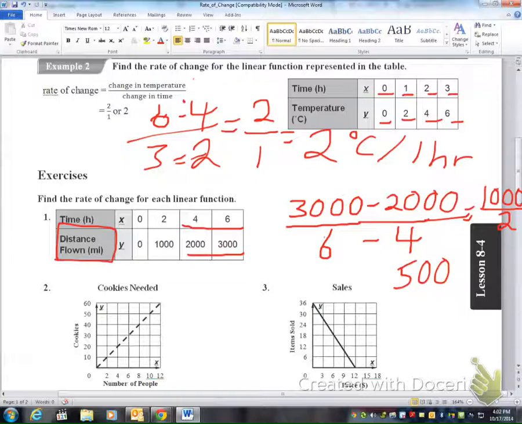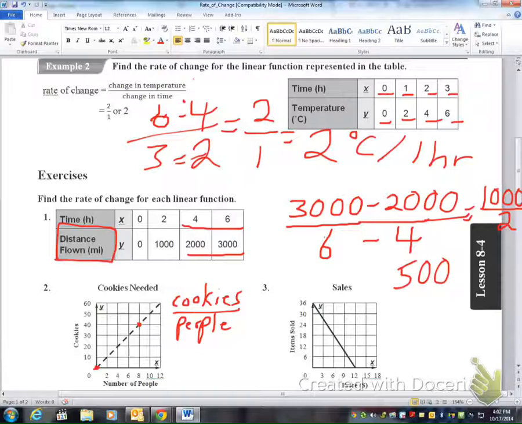Now we can do the same thing with our graphs down here. The cookies needed, well, let's see. Our rate of change, this time our y values is the cookies. So what goes on top is going to be the number of cookies, and what goes on the bottom is going to be the number of people, or the change in cookies over change in people. So if we look at our graph, we can pick any 2 points that are on this graph. So let's say I'll pick this one. We want to pick neat ones that are on nice, neat vertices. So we'll pick this one, and 0, 0 is always an easy one to use if it's on there.